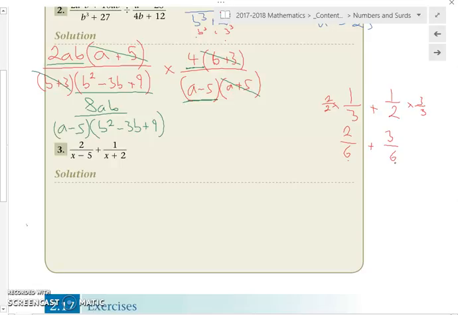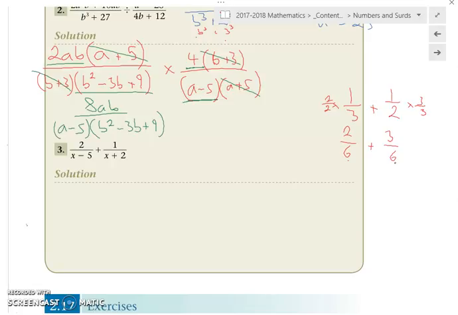Cool? And what do I have to do to the 2 to make it a 6? Cool. And I have to do the same to the top. Yeah? And that's why I get 2 over 6 plus 3 over 6, which will give us 5 over 6, which is the correct answer. Cool? The whole purpose is to get a common denominator.